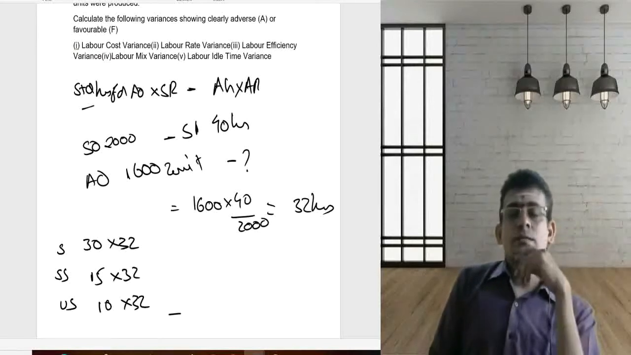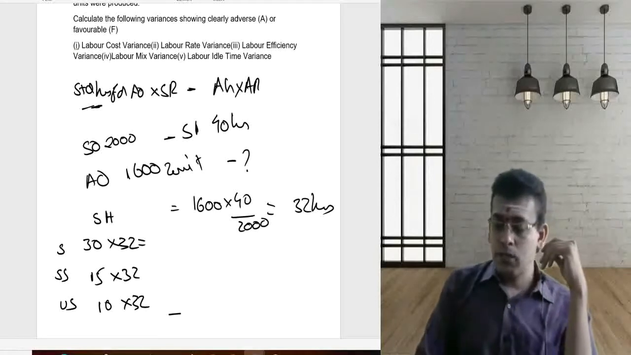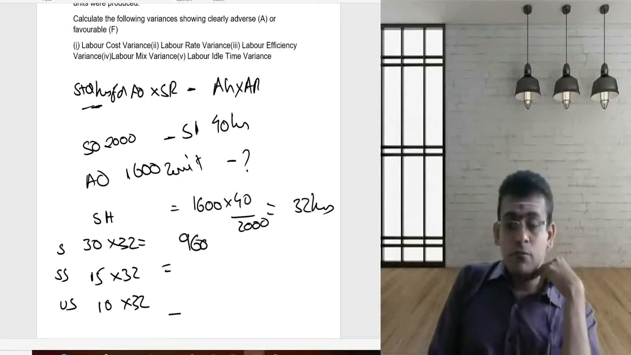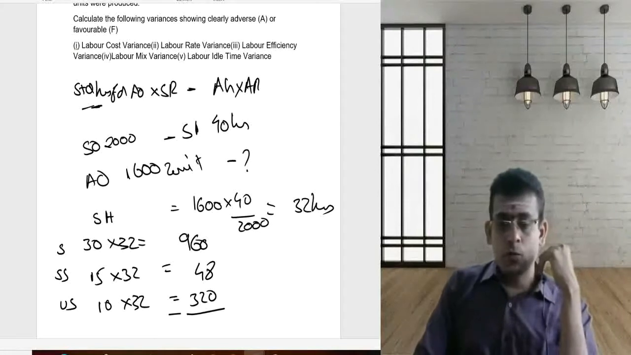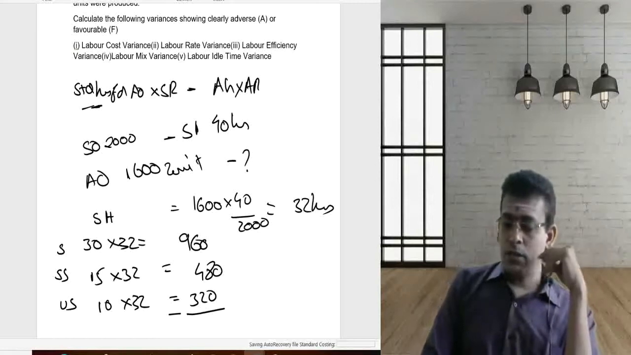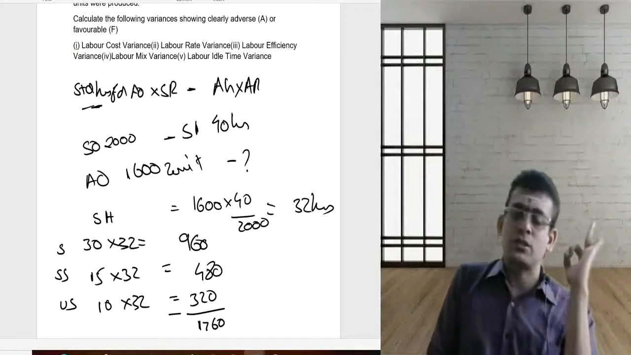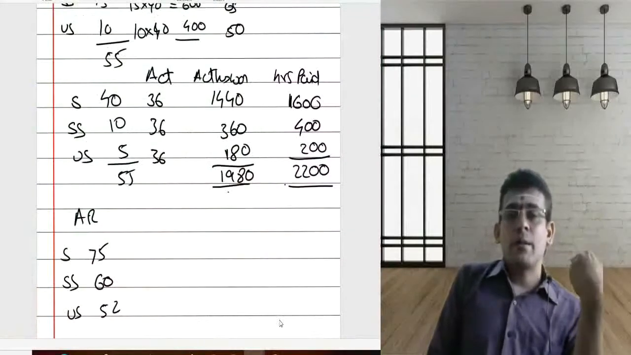So what is this called? This is nothing but your standard hours for actual output, SH. Now let us quickly do 30 into 32, 960. 15 into 32, 480. And this you are getting 320. So that is your total: 480 plus 320 plus 960 is going to give you standard hours for actual output. That means you are supposed to do the task in 1760, but you are doing the task in 1600. Inefficient. The labor is inefficient.